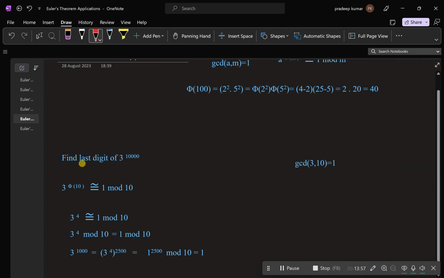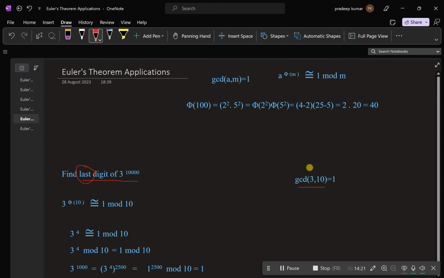What is the last digit of 3 to the power of 1000? Again, this is very easy, isn't it? We have solved something like this previously, where in place of 3 we had 7. Once they say last digit, what should come to our mind? 10. So we'll find out, is GCD of 3 and 10 equal to 1? Of course it is 1. So we'll directly apply this formula here and substitute.